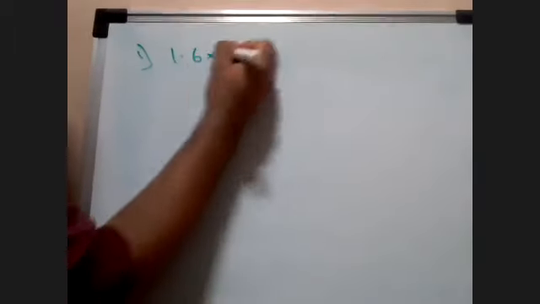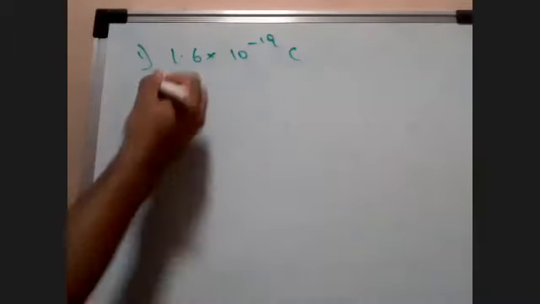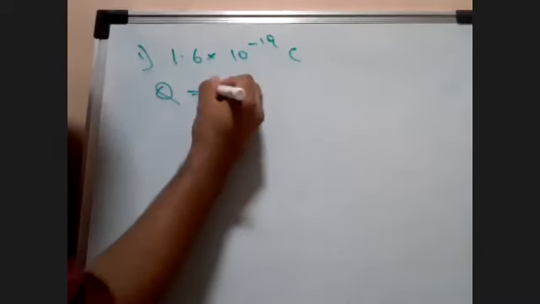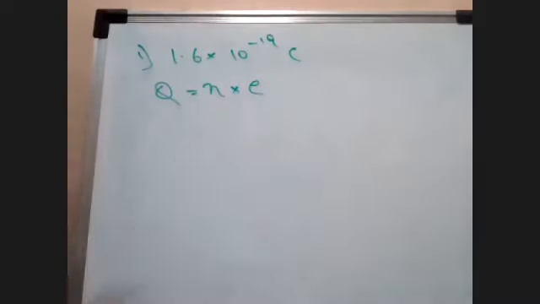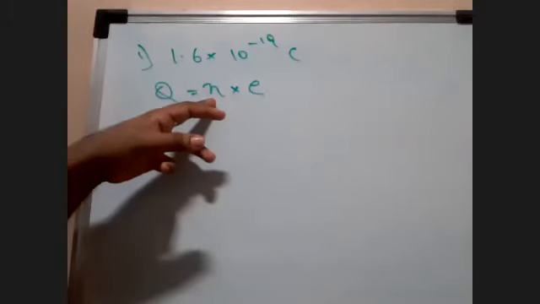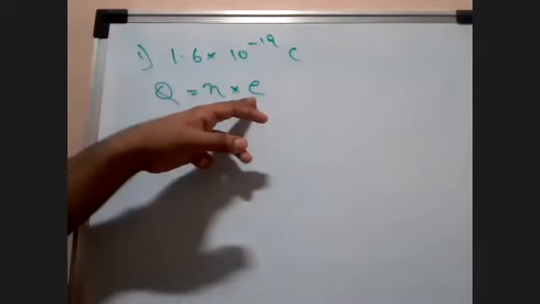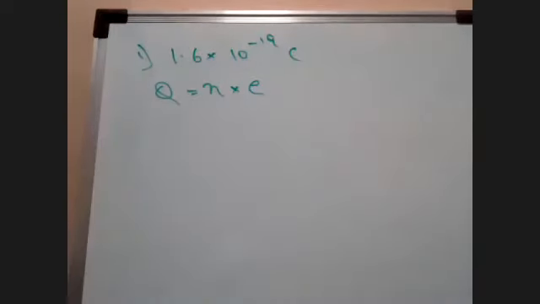So you will get the first one. Let's look at the first one. First value was 1.6 into 10 raised to minus 19 coulombs. Apply Q is equal to N into E, where Q is the total charge, and N is the number of electrons, multiplied by the charge of the electron.